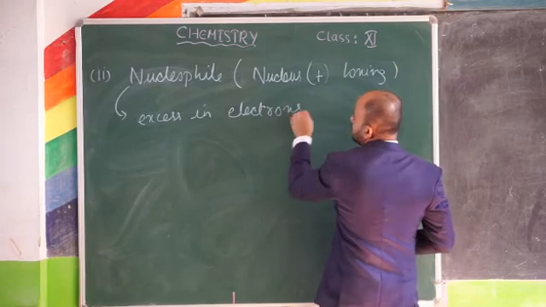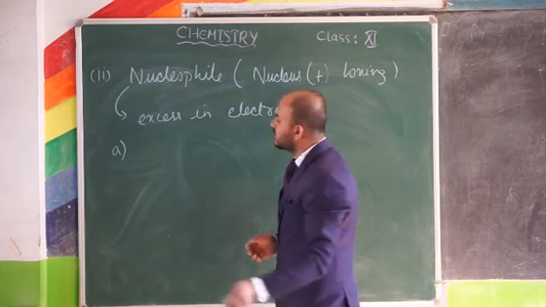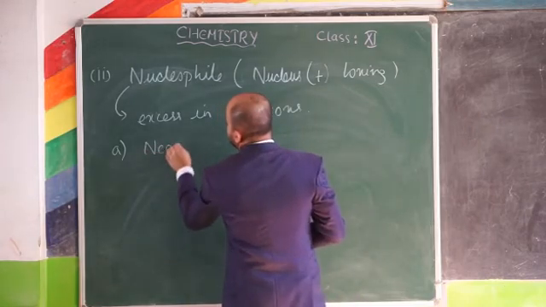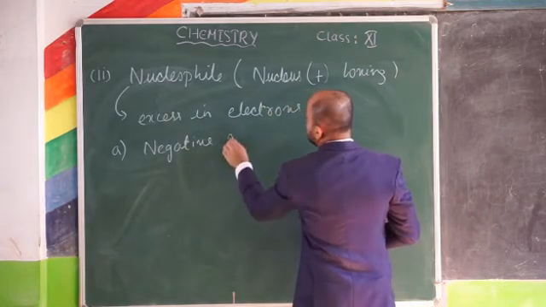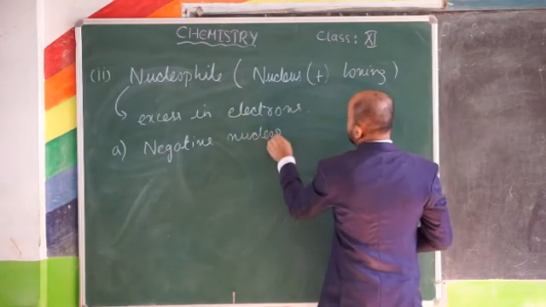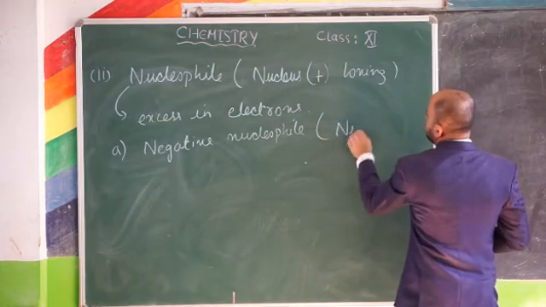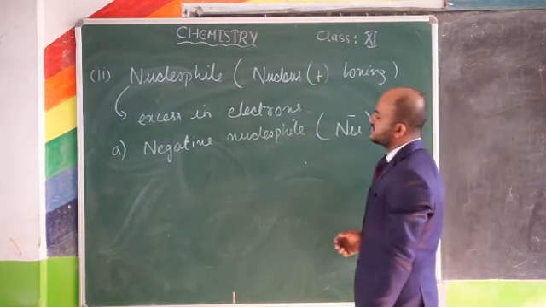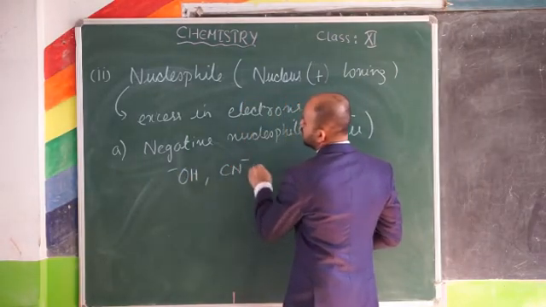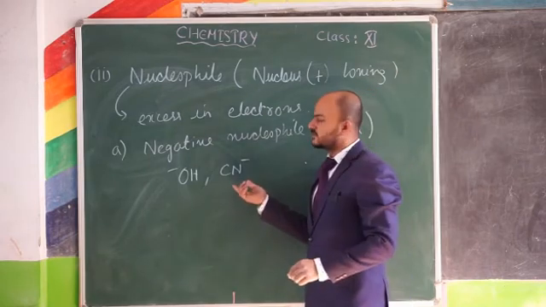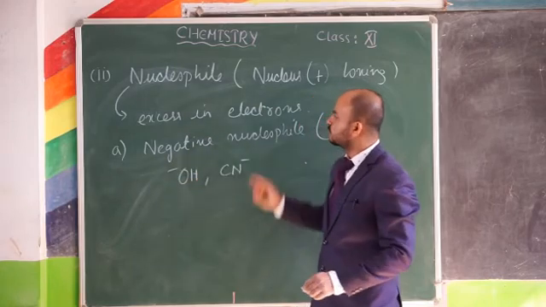Now the types: it could be negative nucleophile, not electrophile, nucleophile. That means a nucleophile with a negative charge can be represented like this. So here we can have OH minus as an example, CN minus. There are other examples, please look at them. Whenever you have reagents that carry a negative charge, they are known as negative nucleophiles.